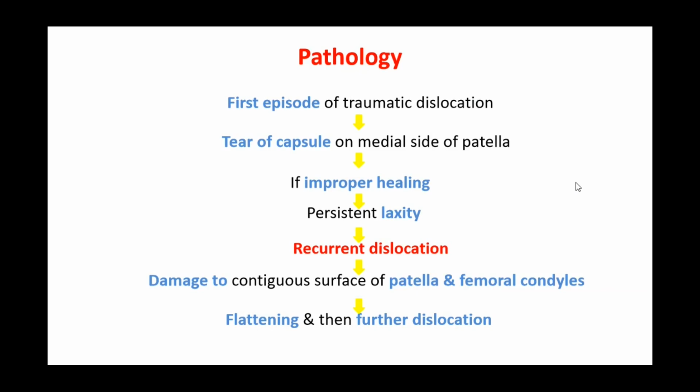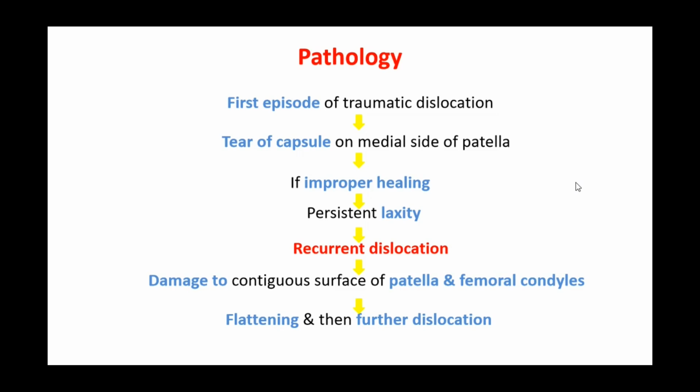After the first episode of traumatic dislocation, there is a tearing of the capsule on the medial side of the patella. Now if this tearing is not healed properly, it will result in persistent laxity in that area. Now this laxity will result in recurrent dislocation.